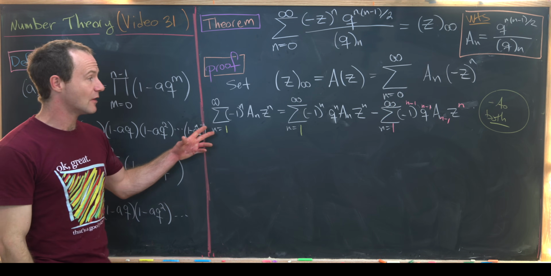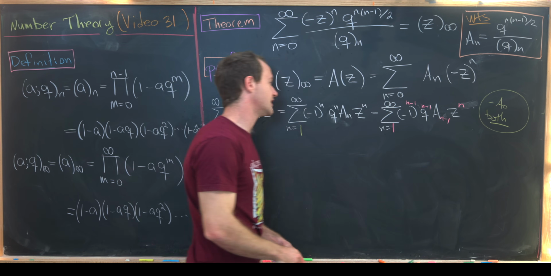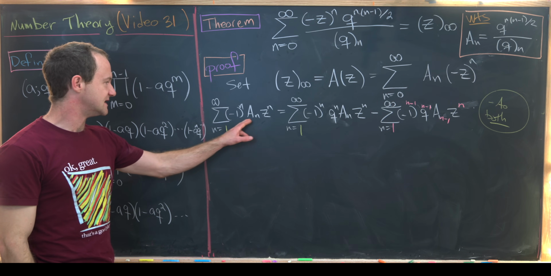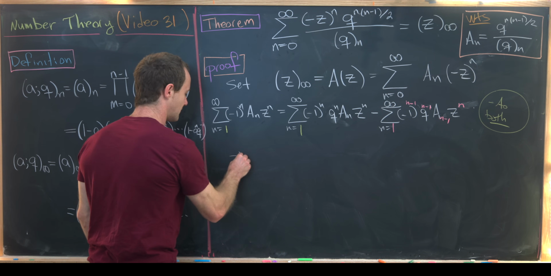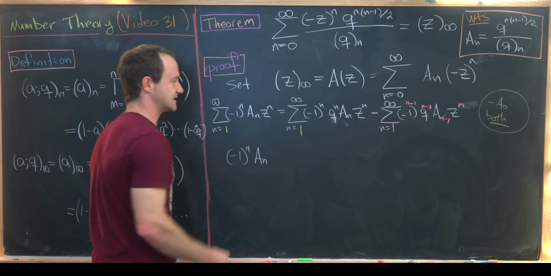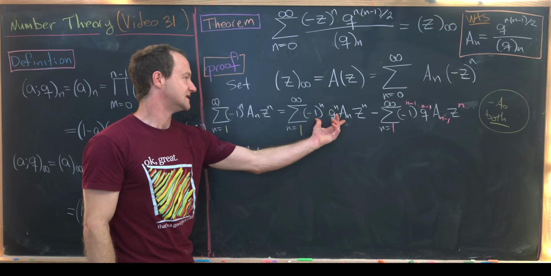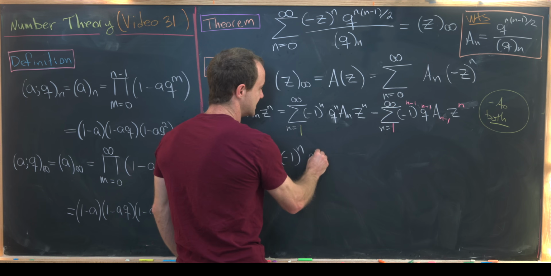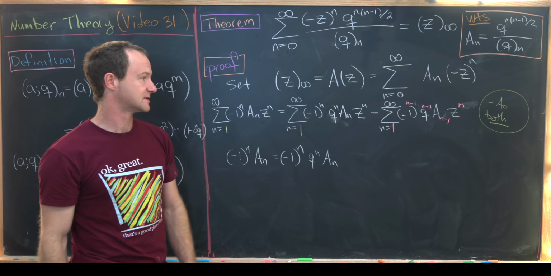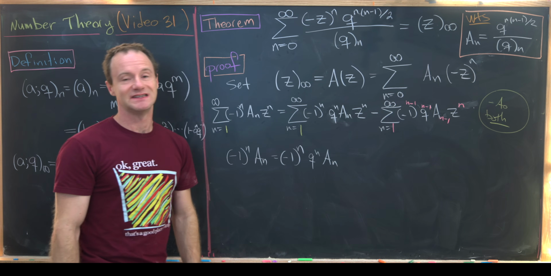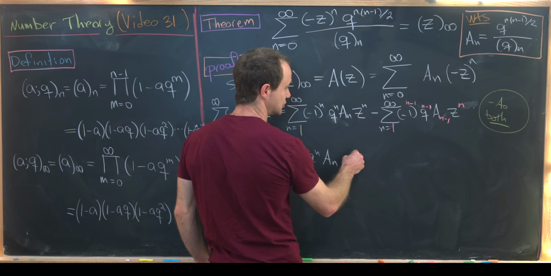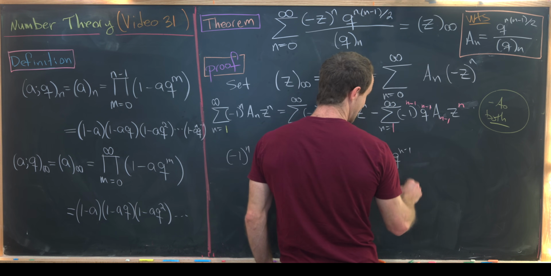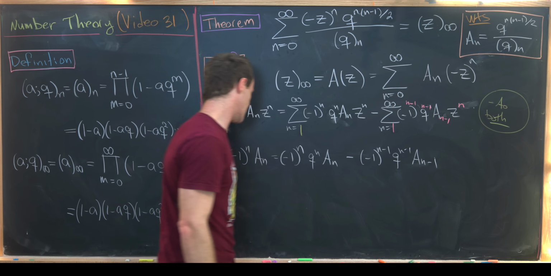Okay, nice. Now we can extract the coefficient of z to the n from both sides of this equation. The coefficient of z to the n from this side is just minus 1 to the n times a sub n. The coefficient of z to the n from this component right here is minus 1 to the n, q to the n, a sub n. Finally, the coefficient of z to the n from this last sum is minus 1 to the n minus 1, q to the n minus 1, a sub n minus 1.